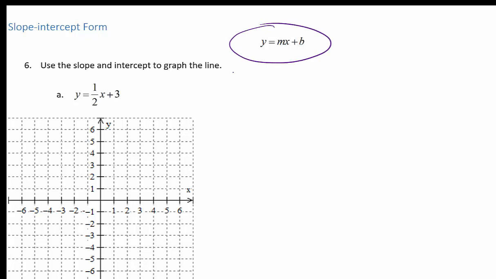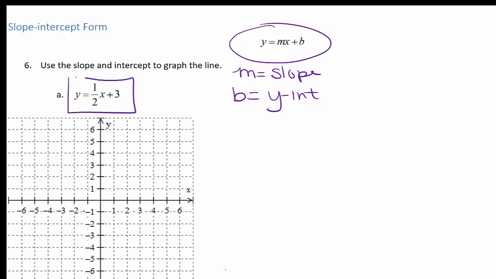And so the m in this formula stands for slope, and the b stands for the y-intercept. This formula is basically saying if you have an equation that's solved for y, that has y by itself, then the number in front of the x, in example 6a, that would be 1/2, the number in front of the x is always the slope, and the constant is always the y-intercept.